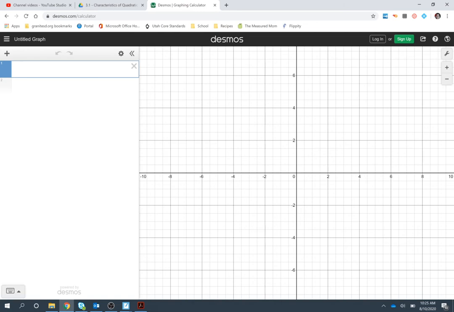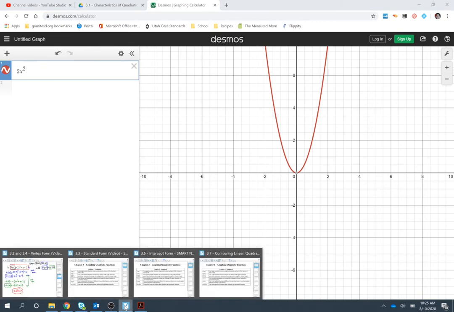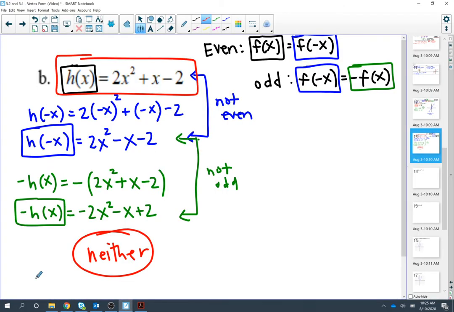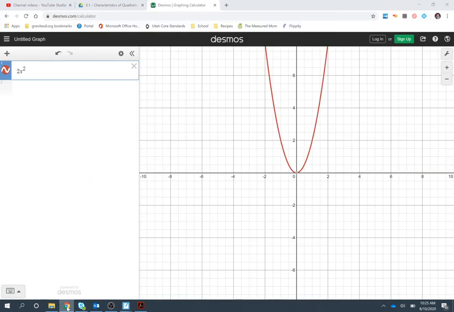And then over here, you're going to type 2x squared. And then I think it was plus x minus 2. Let me go check. Plus x minus 2. So plus x minus 2. And there's your graph. Now, if this was even, it should be symmetric to the y-axis.